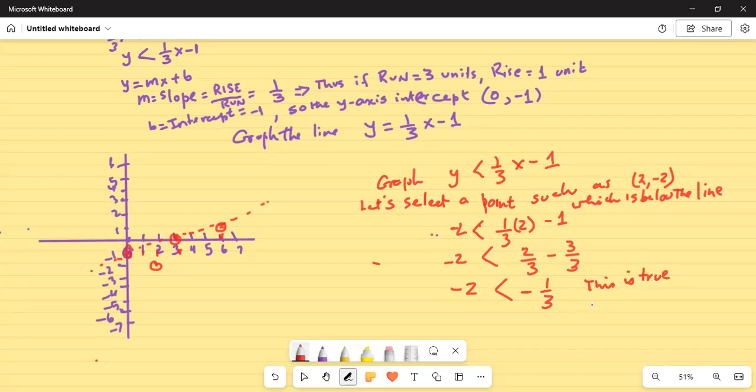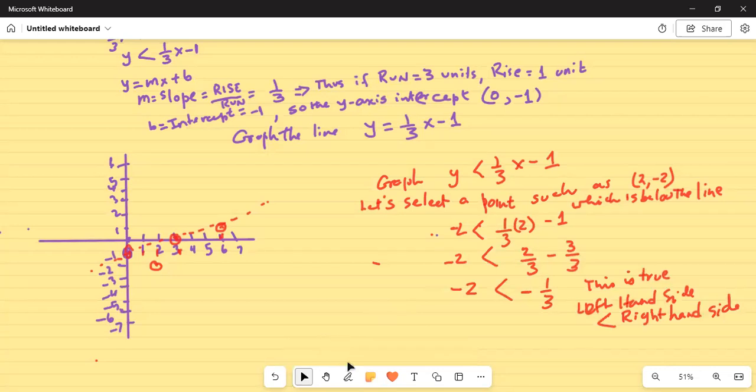Okay, so the left hand side is less than the right hand side, because -2 is much less than -1/3. Okay, let's select another point.